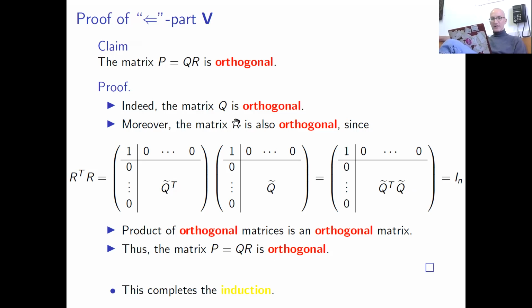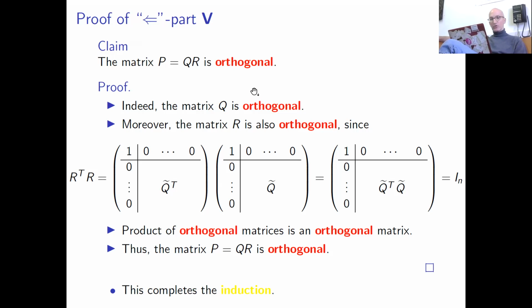Okay, this completes the induction, and this completes the proof of the theorem. So basically this is the main part of this lecture, in my opinion. This is a very important result. So now let's see how we can do orthogonal diagonalization in examples.